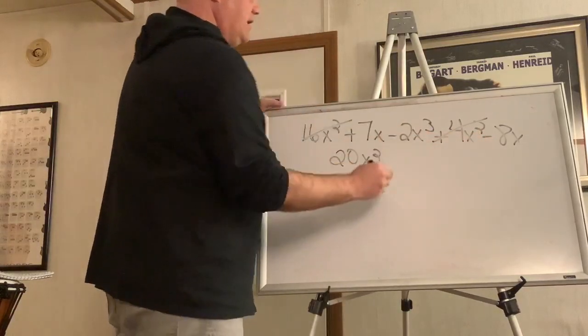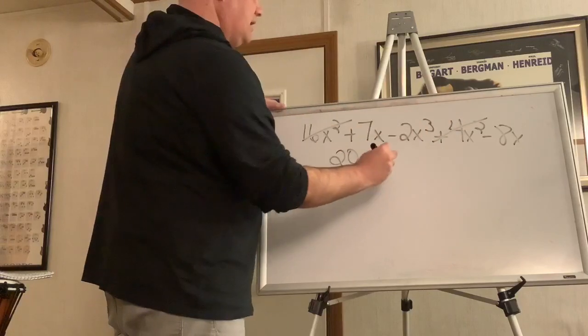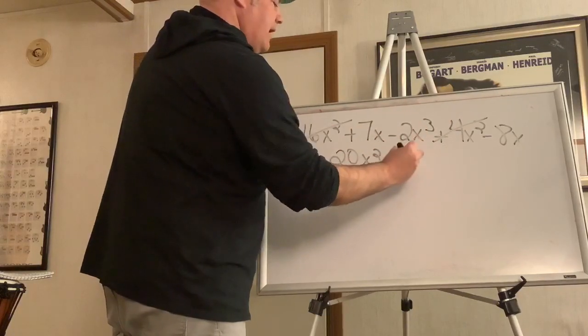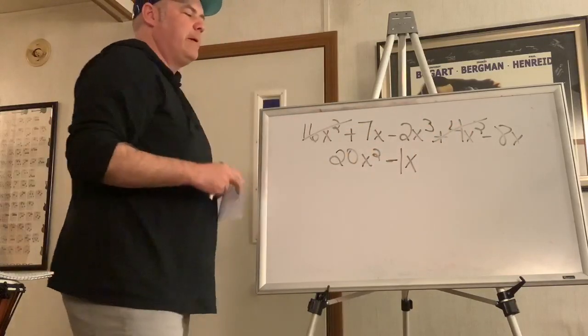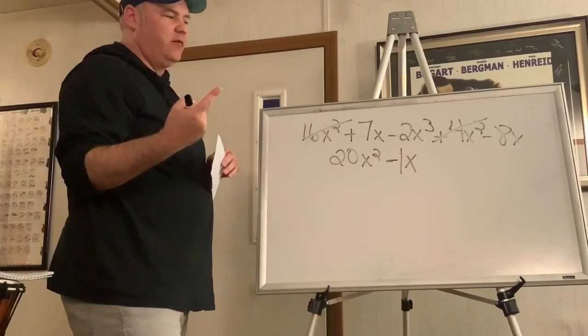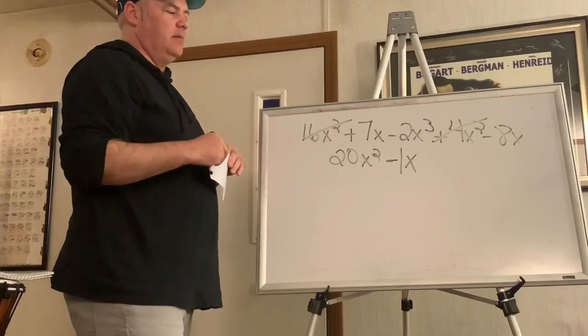7x and 8x I can combine. 7x minus 8x is negative x. And if you put negative 1x, that's fine. 7 minus 8 is negative 1. We just don't write 1 before a variable in math. There's no reason for it.